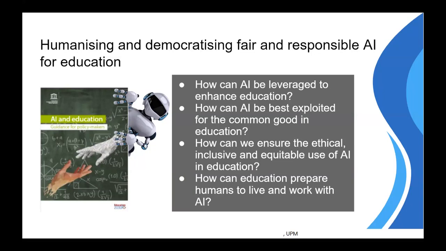For your information, the UNESCO have released this guidance for policymakers in AI and education. It emphasized the importance of humanizing and democratizing fair and responsible AI for education. We need to focus on how AI can be leveraged to enhance education. Our task also to see how AI can be best exploited for the common good in education, how to ensure the ethical, inclusive, and equitable use of AI in education, and how to prepare humans to live and work with AI.